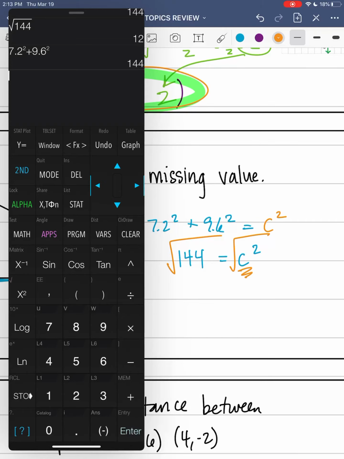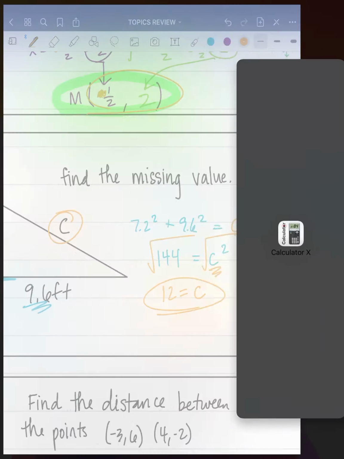In other words, we're wondering what number we multiply by itself. What number squared is 144? The answer is actually going to be 12, but we can do it on our calculator just to make sure. To get the square root, you have to use the button we were using for the squared. We have to hit second and then that button, and that will get a square root. 144, enter, 12. Nice.